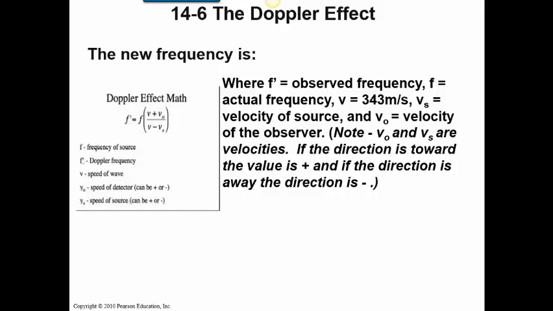Note, vo and vs are velocities. If the direction is toward, the value is positive, and if the direction is away, the value is negative.